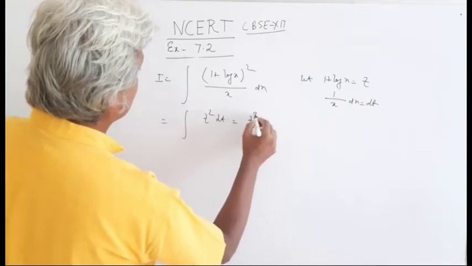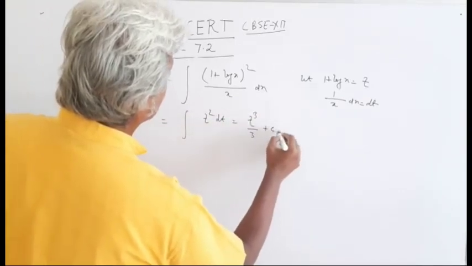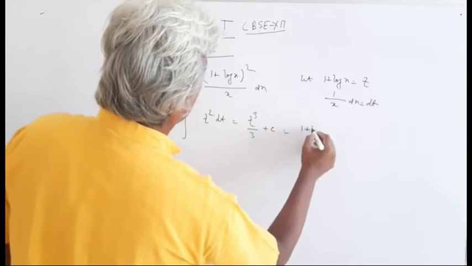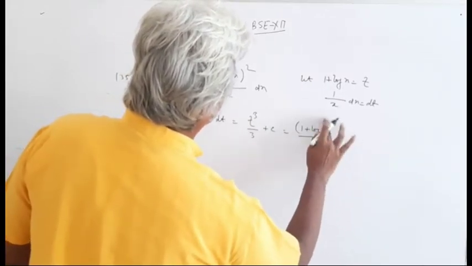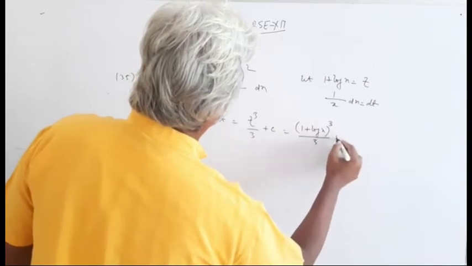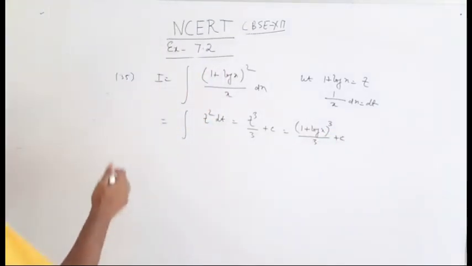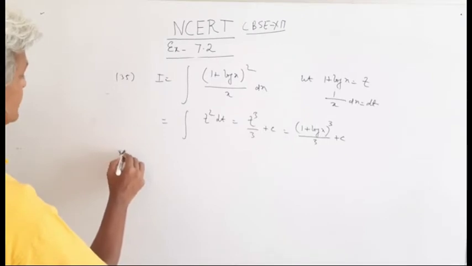This is t cube over 3 plus c, that is (1 plus log x) whole square, whole cube by 3 plus c. Done. Now we go for number 36.